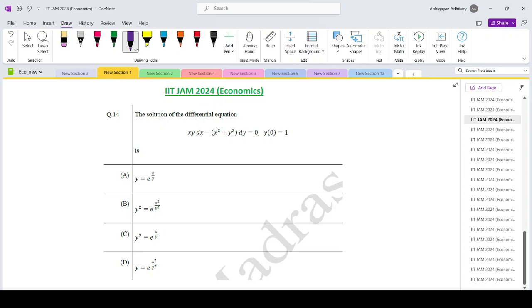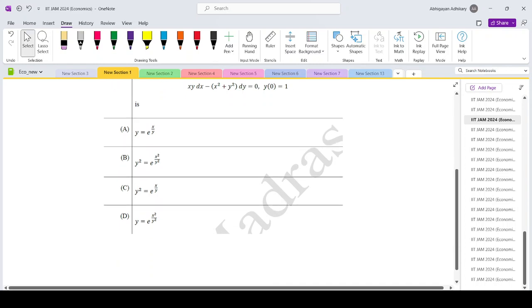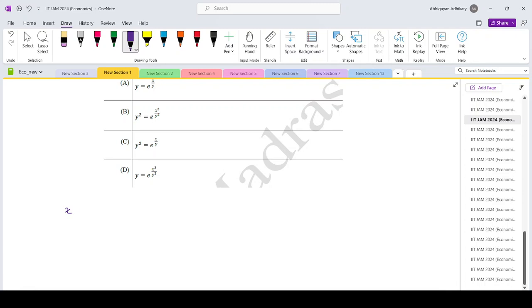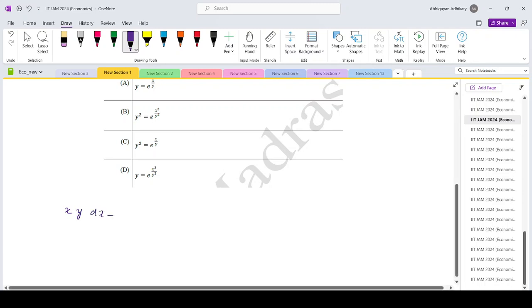And today we are looking at the IIT JAM 2024 paper on economics, question number 14. So the solution of the differential equation xy dx minus (x squared plus y squared) dy equals 0 will be what? Okay, so first let us write this down in the dy/dx form. So the question is xy dx minus (x squared plus y squared) dy is equal to 0.